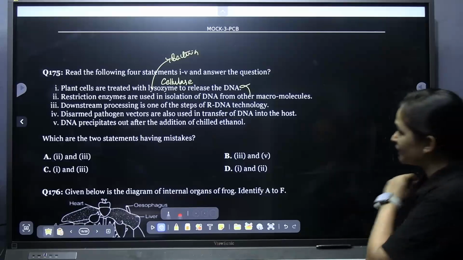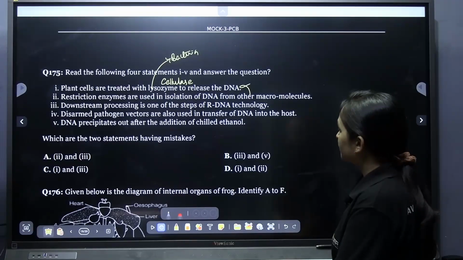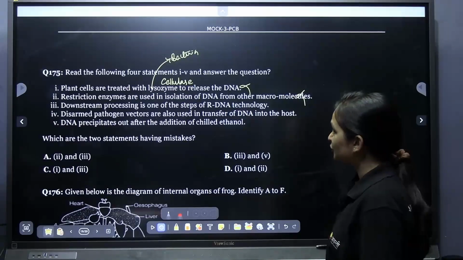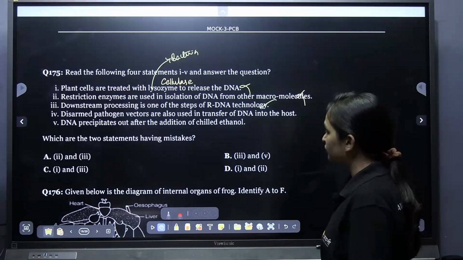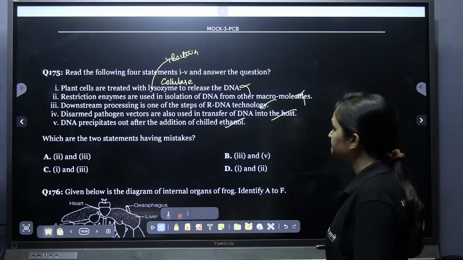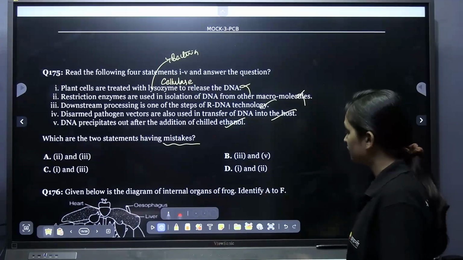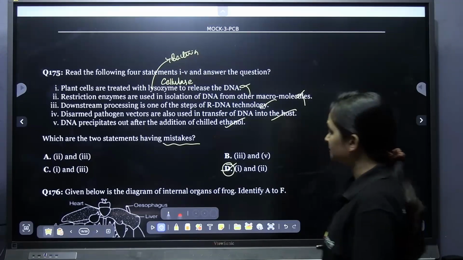The restriction enzymes are used in isolation of DNA from other macromolecules. No, for restriction. Yes. Downstream processing is one of the steps of rDNA technology. This is true. Disarmed pathogen vectors are also used in transfer of DNA into the host cell. Yes, true. DNA precipitates out after the addition of chilled ethanol. Definitely true. We need to find the mistakes. Okay, we need to find the mistakes 1 and 2. First one is a mistake, second statement is a mistake. So, D for Delhi is the correct answer.